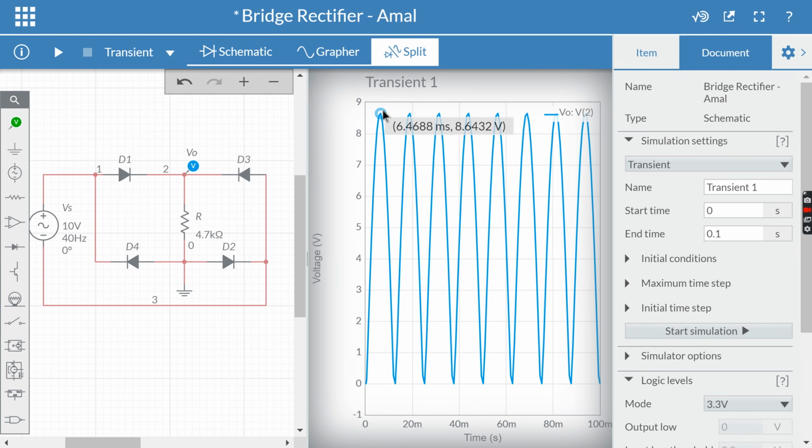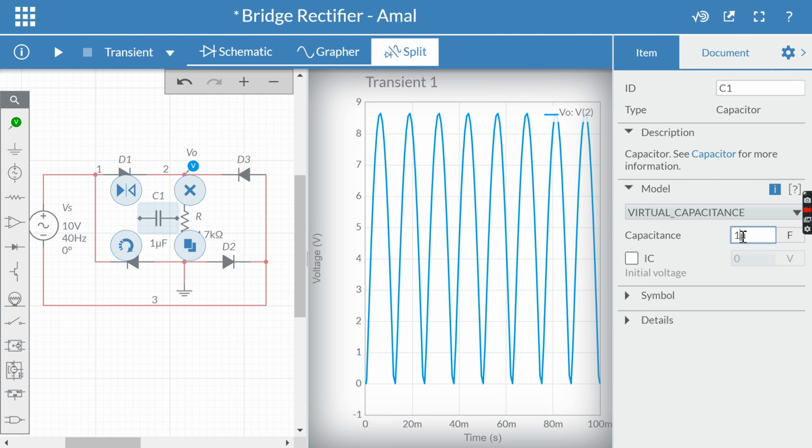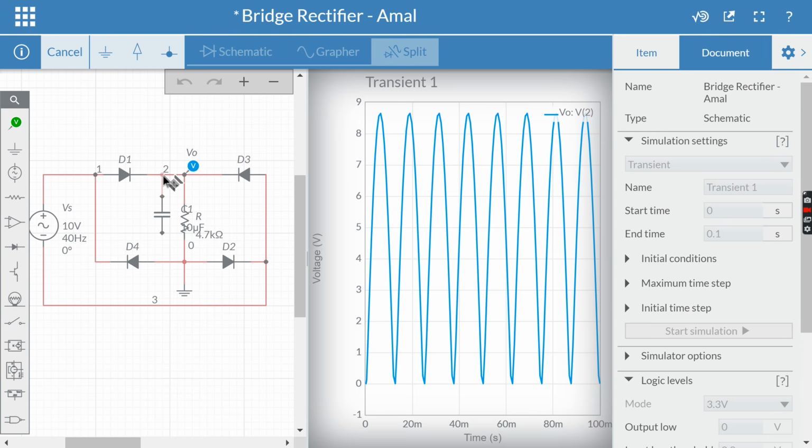Now, to improve this bridge rectifier by reducing the ripple voltage, notice that this is the ripple voltage here. This is equal to 8.6. So to reduce it, what we're going to do is connect a capacitor in parallel with this R. And then we're going to start with a value equal to 10 microfarad for the capacitor. Now we'll rotate it and then connect it in parallel with the resistor.